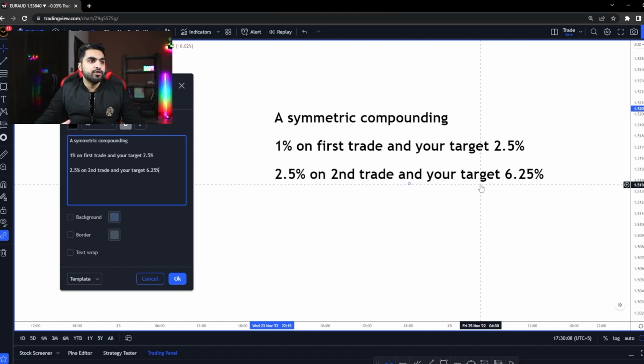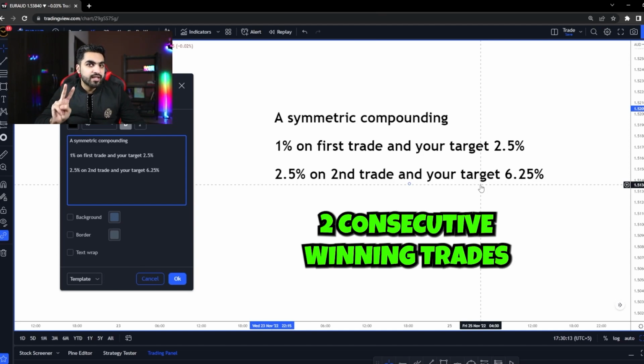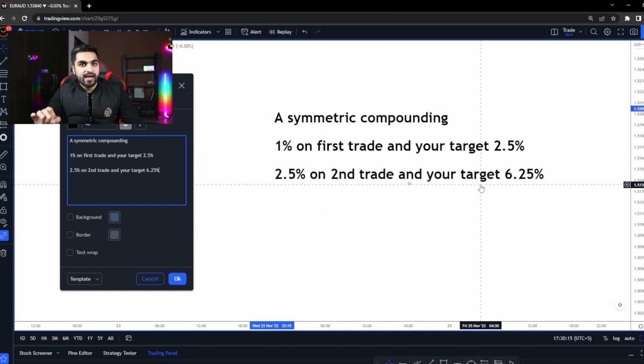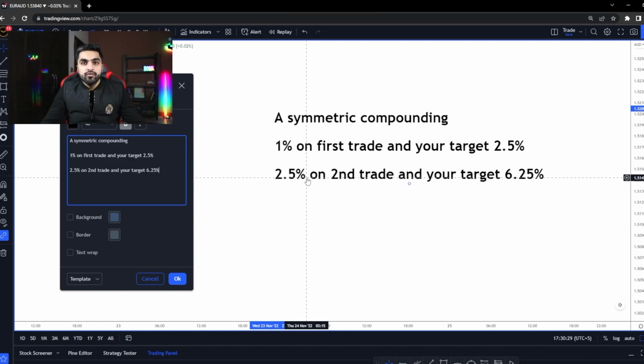Now if you're gonna use my asymmetric compounding concept, then it's gonna be only 2 consecutive winning trades that you need to pass the 8% profit target objective of my Forex fund or of the funded trader program or of any prop firm. You only need 2 consecutive winning trades. It's not rocket science to get 2 consecutive winning trades.